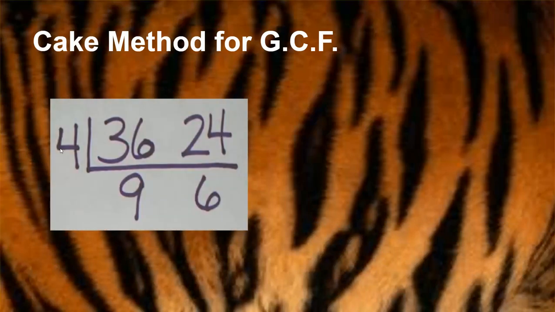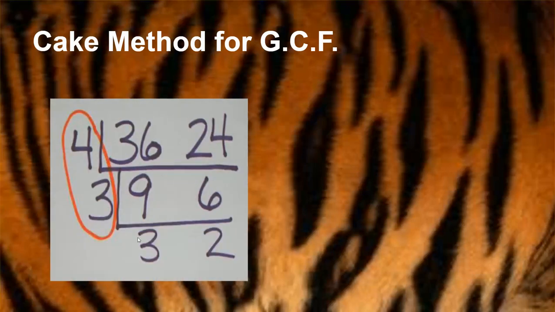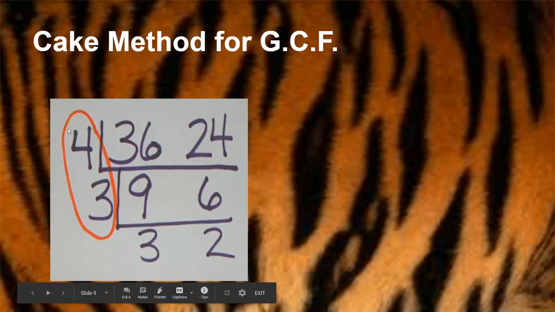Let's say I divided by 4 first. 36 divided by 4 is 9. 24 divided by 4 is 6. That works. But then 9 and 6 here have common factors. I can divide both 9 and 6 by the number 3. I'm left with 3 and 2 again. So take my two common factors, 4 and 3, multiply them together, and I get 12. It still got me the same answer of 12.